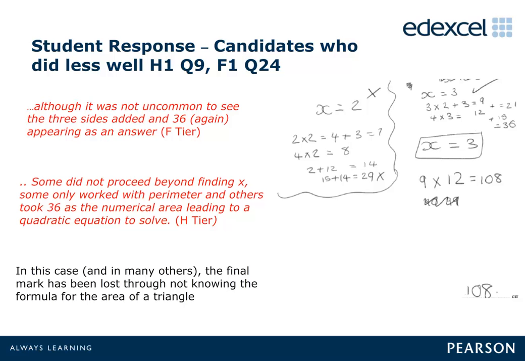From the Principal Examiner's paper F1 report: it was not uncommon to see the 3 sides added and 36 again appearing as an answer. Foundation tier. And from the Principal Examiner's paper H1 report: some did not proceed beyond finding x, some only worked with perimeter, and others took 36 as the numerical area leading to a quadratic equation to solve. Higher tier. Especially in F1, the final mark was lost through not knowing the formula for the area of a triangle.